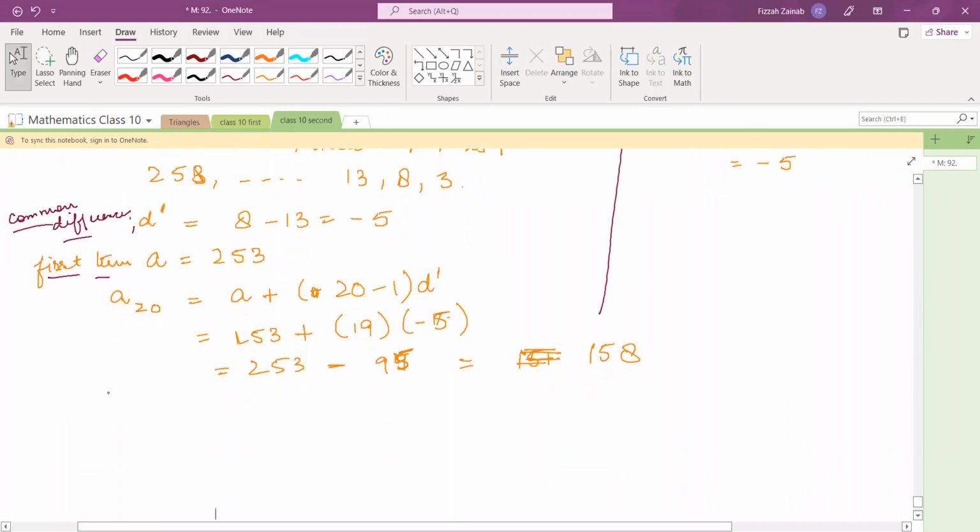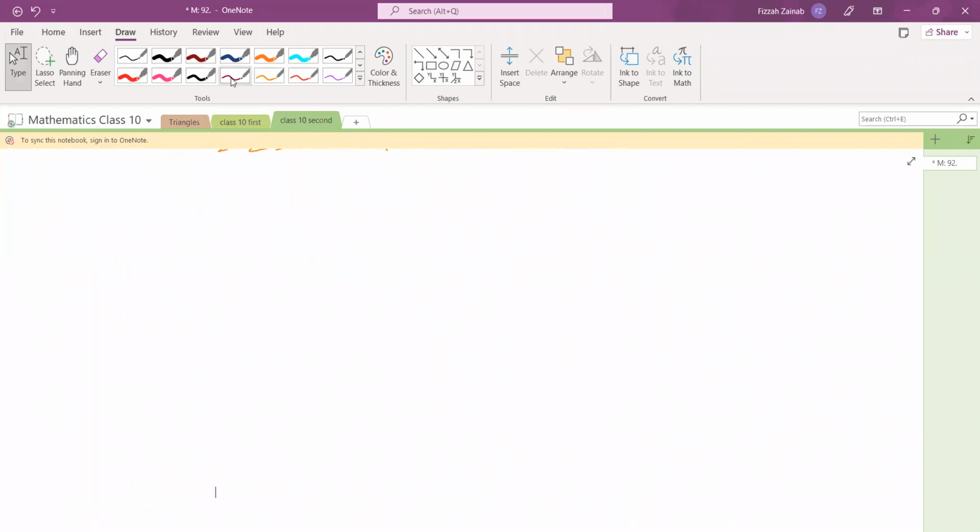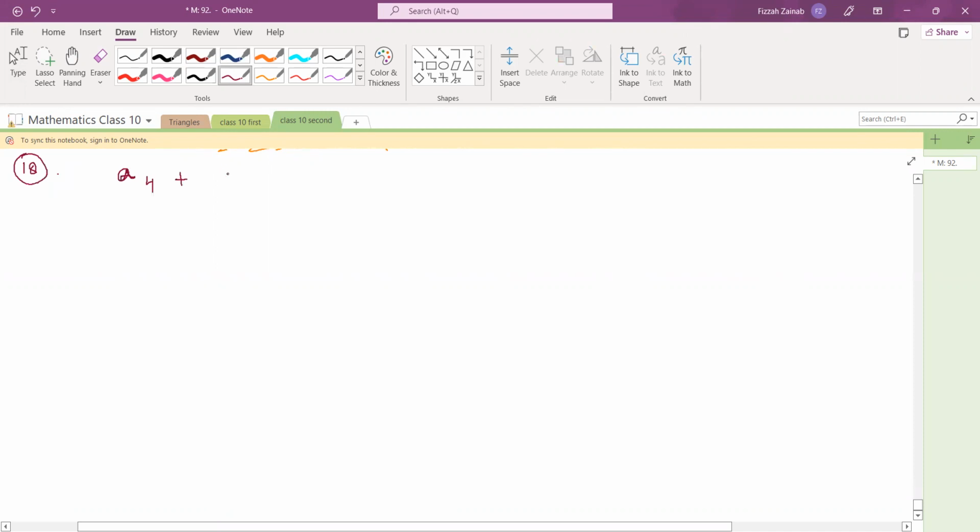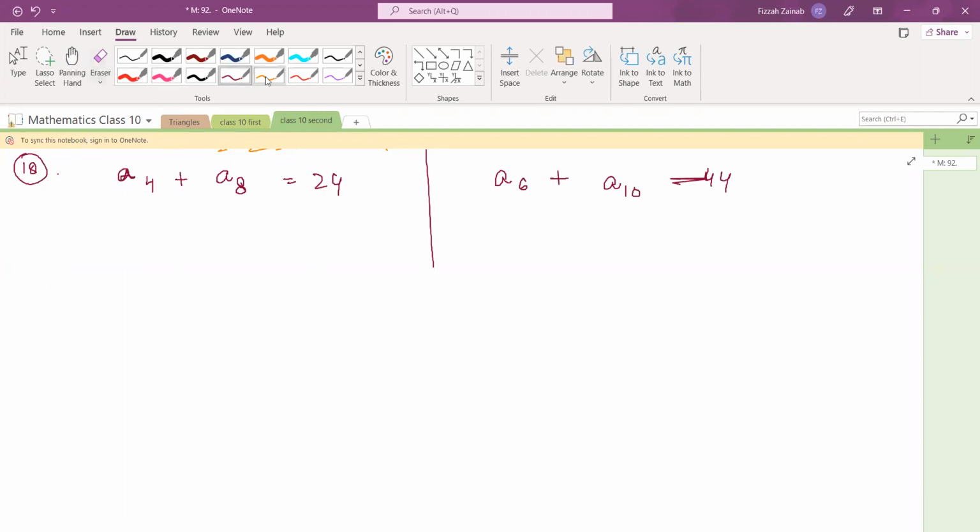Right, next. 18th question. The sum of the fourth and eighth term of an AP, that means A4 plus A8, is 24. And the sum of the 6th and 10th is 44. So A6 plus A10 is 44. Find the first three terms. So first of all, you have to find A and D, correct? Whenever you are given two relationships, you are going to get two linear equations in two variables, which you have to solve. Got it?